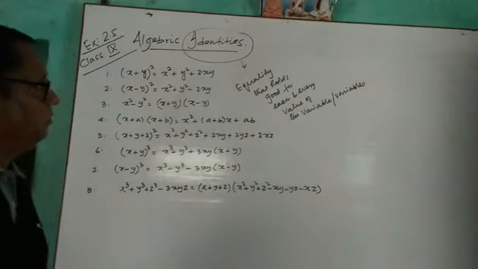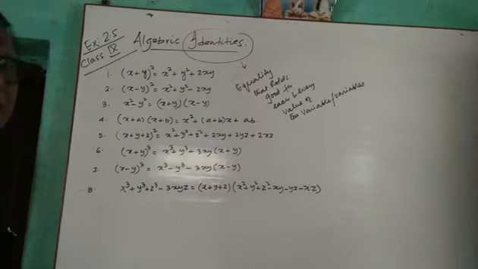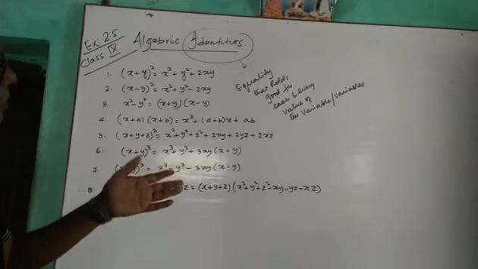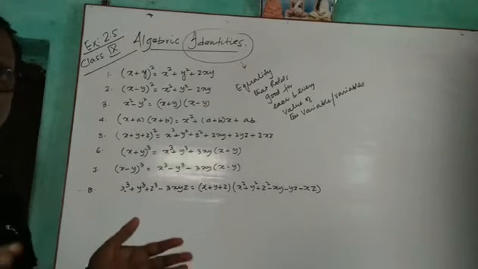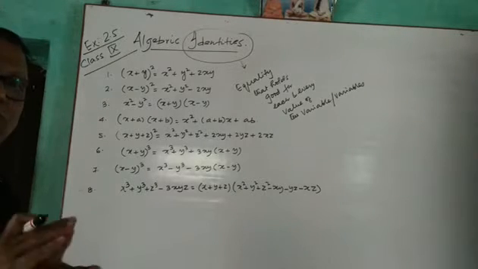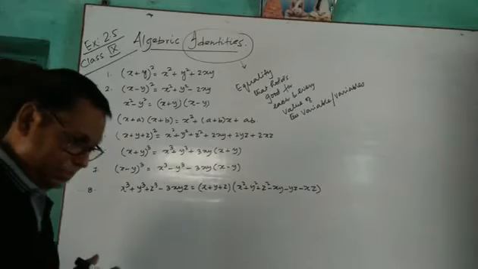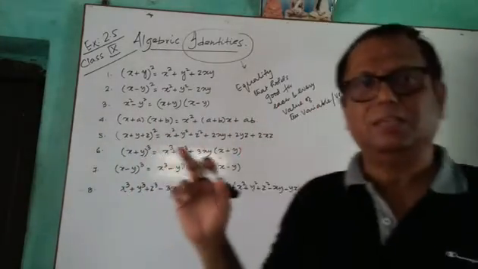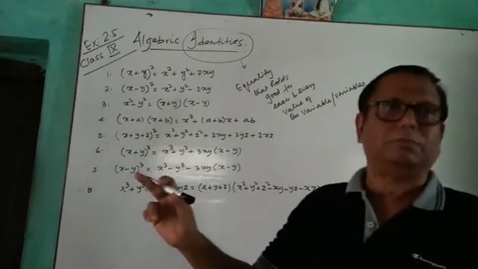Students, we will today discuss algebraic identities. Identity is not a new thing for you. In your junior classes also, you have learned some identities. Just I want to refresh your memory. You have learned (a + b) whole square. The formula says a square plus b square plus 2ab.